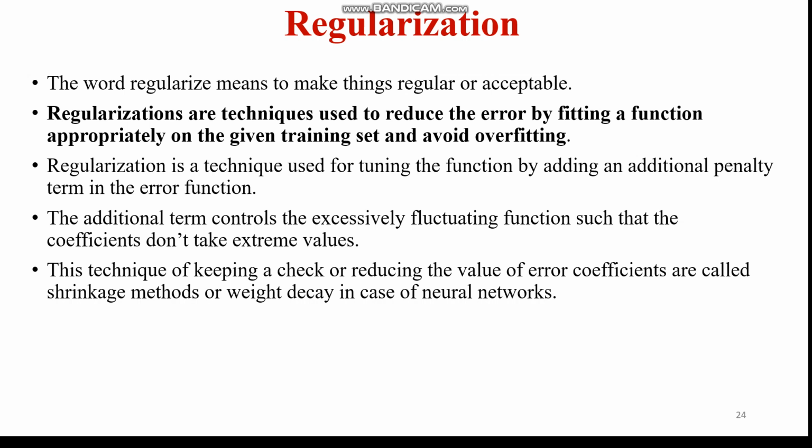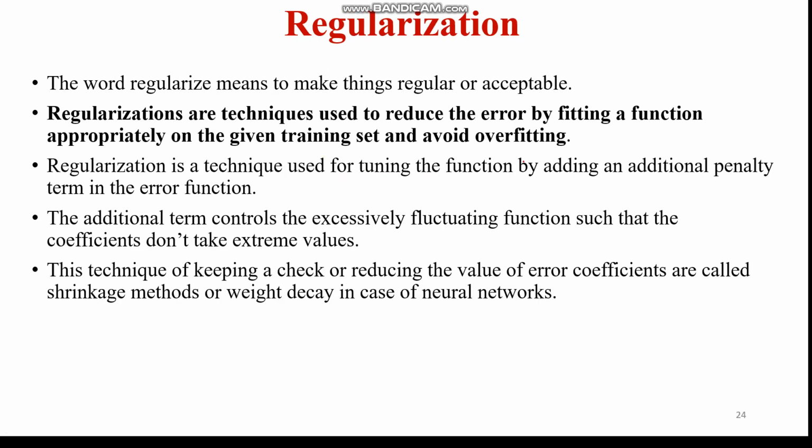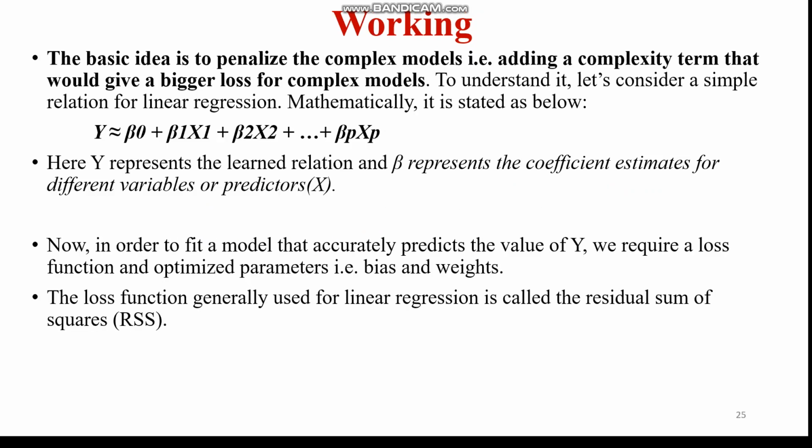We know that the process of regularization is used to avoid the problem of overfitting. It is a technique that is used for fine tuning by adding an additional penalty term in the error function. The additional term controls the excessively fluctuating function so that the coefficients don't take extreme values. This technique of keeping a check on or reducing the value of coefficients is called shrinkage methods, or weight decay in the case of neural networks.